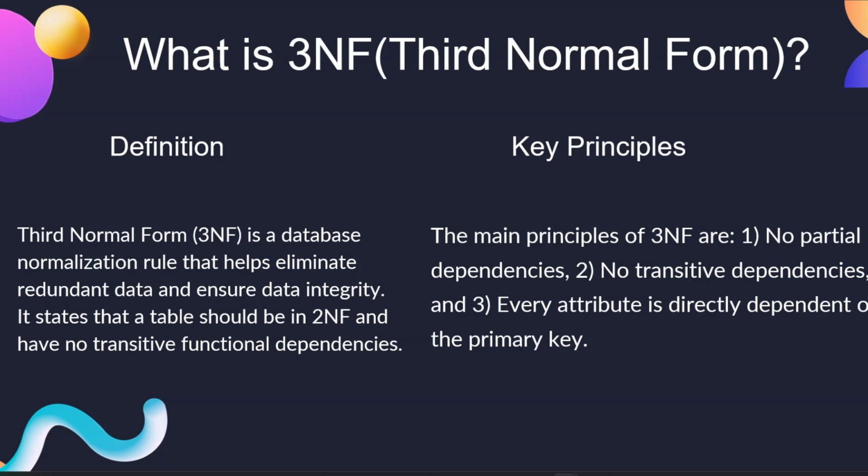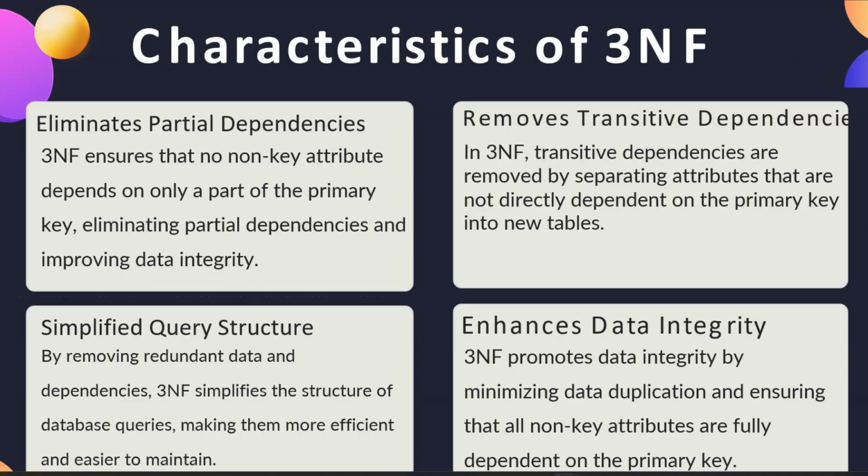The main principles of 3NF are: first, no partial dependency should be present; second, no transitive dependency should be present; and third, every attribute is directly dependent on the primary key. The following are the characteristics of 3NF. First, it eliminates partial dependencies, which means 3NF ensures that no non-key attribute depends on only a part of the primary key, thus eliminating partial dependencies and improving data integrity.